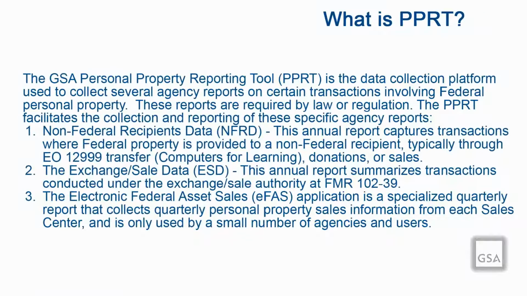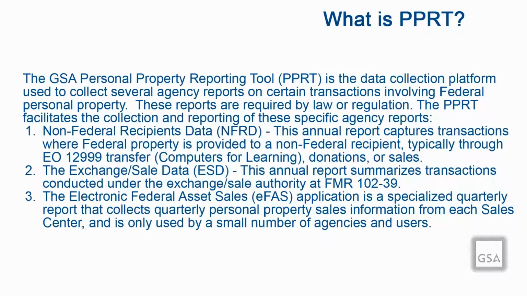The GSA Personal Property Reporting Tool, or PPRT, is the data collection platform used to collect several agency reports on certain transactions involving federal personal property. These reports are required by law or regulation. The PPRT facilitates the collection and reporting of these specific agency reports.